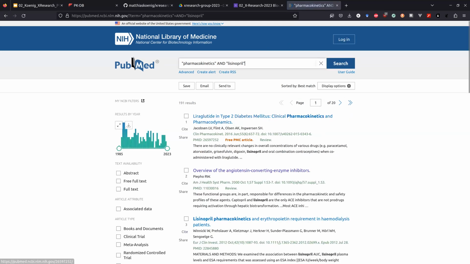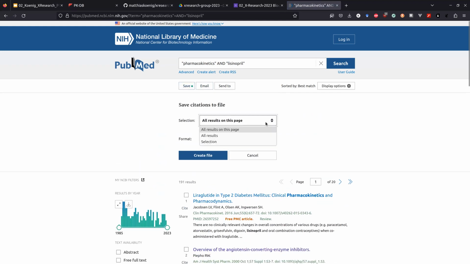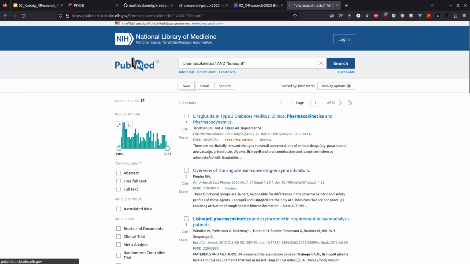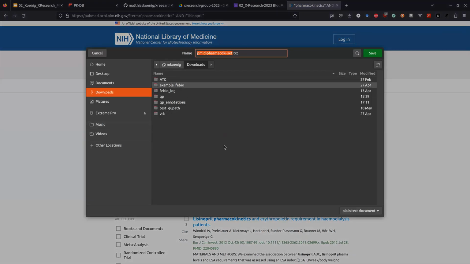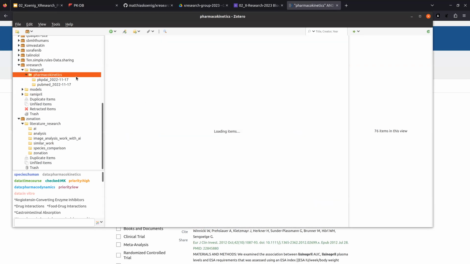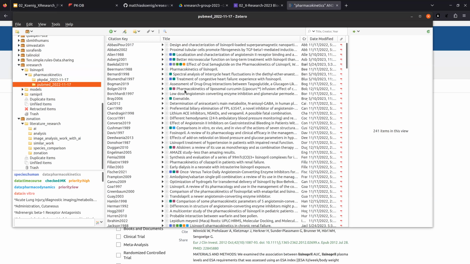And so what I did to get this into Zotero, especially in the end, I just clicked here on save, save all results. I wanted basically PubMed format, and then I just downloaded that, and then I can use this file to import it back into this project.